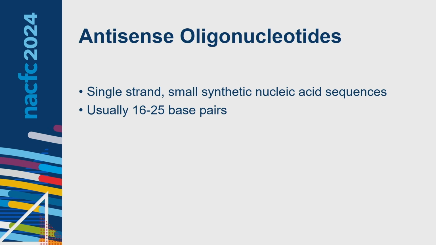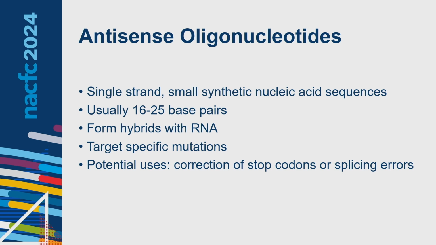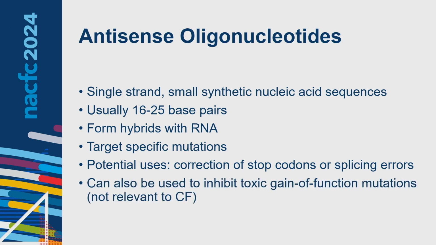But more along the lines of some of the small molecules, like when you think about, oh, we don't need a special vector to get elexacaftor, tezacaftor, and ivacaftor inside a cell. They're just small enough they can get into the cell. But the antisense oligonucleotides form hybrids with RNA, and then they act in different ways, which I'll go into in the next few slides, to target specific mutations. And so really what's been looked at most is potential uses to correct stop codons or splicing errors. And then something that's not relevant to CF, they can also be used to inhibit toxic gain of function mutation.